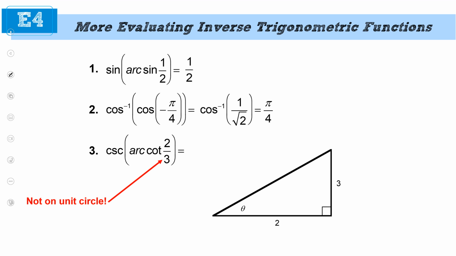How do I find the hypotenuse? Pythagorean theorem: 2 squared plus 3 squared equals hypotenuse squared. That's the square root of 13. Now I've got my triangle and I can do whatever function I want. I can do all 6 of them. I chose cosecant.